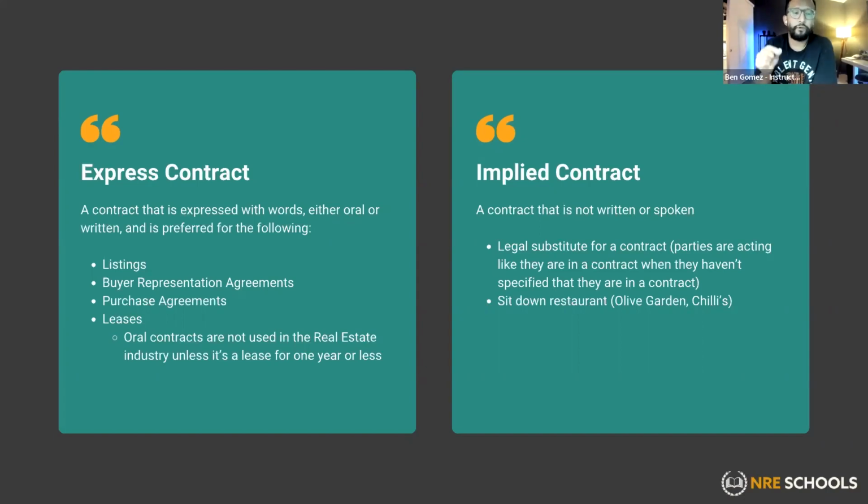We need to put a circle, star, pin. We need to write this down because as I was taking a few extra quizzes, I came across this question like 3 times. Oral contracts are not used in real estate unless it's a lease for under a year. I actually didn't know this. If it's a residential lease under a year, it does not need to be in writing.